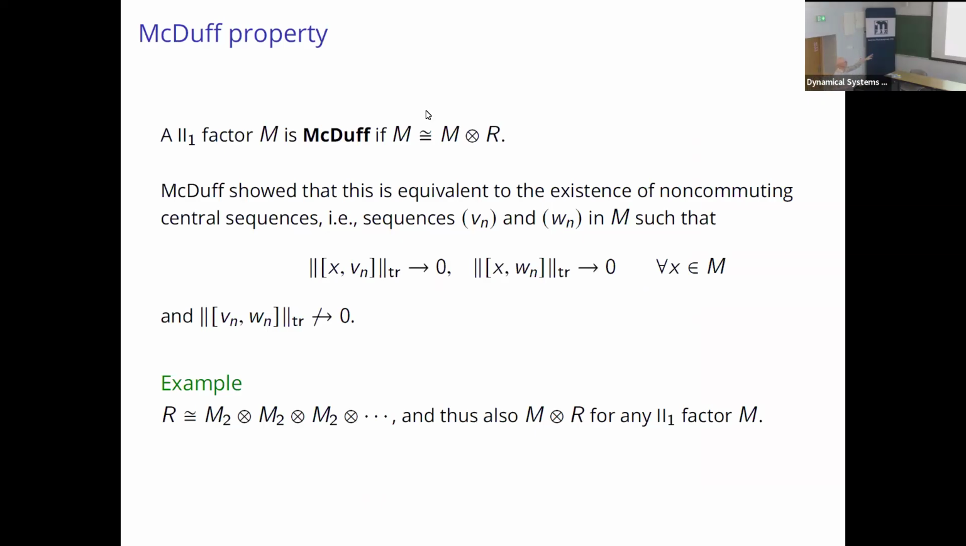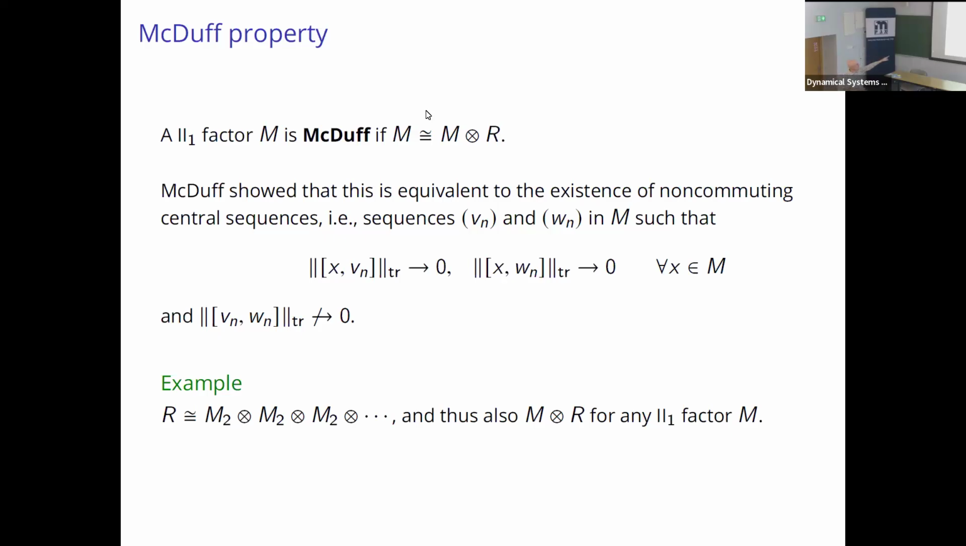Okay, so let's return now to the McDuff property. McDuff says, yes, if you tensor with R, if you allow for the subdivisibility using amenability in R, if you just get back to the original algebra M, that's somehow one of the best possible scenarios here. So you can do all kinds of things with this. And McDuff introduced this in her work in the late 60s.